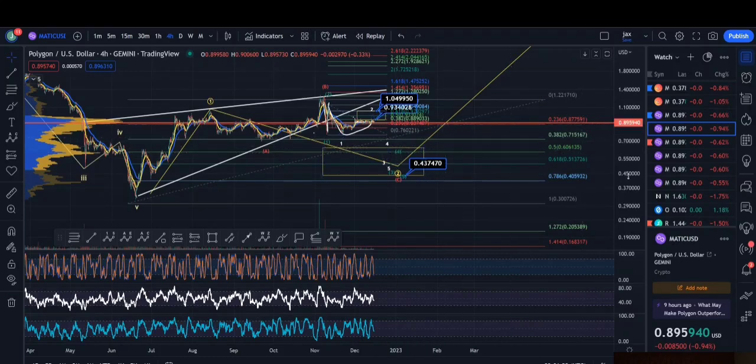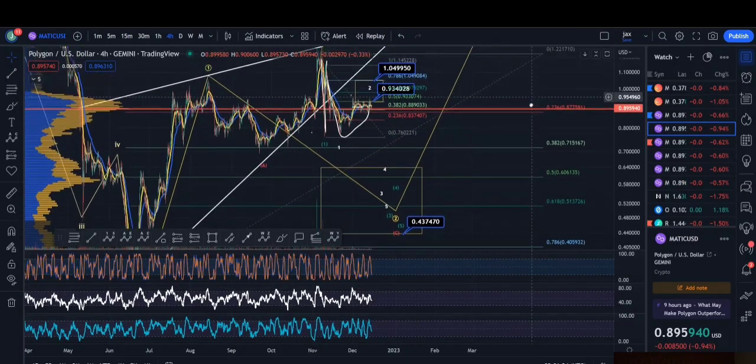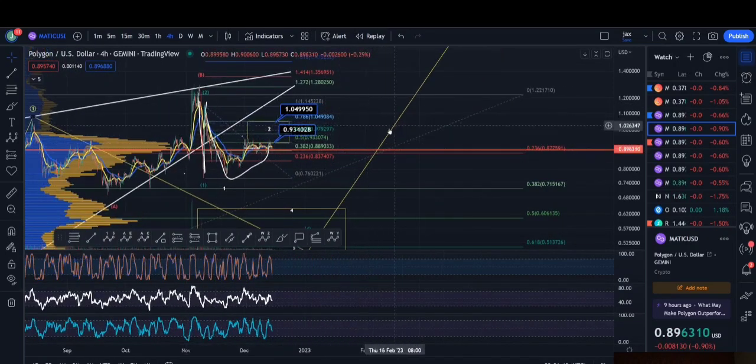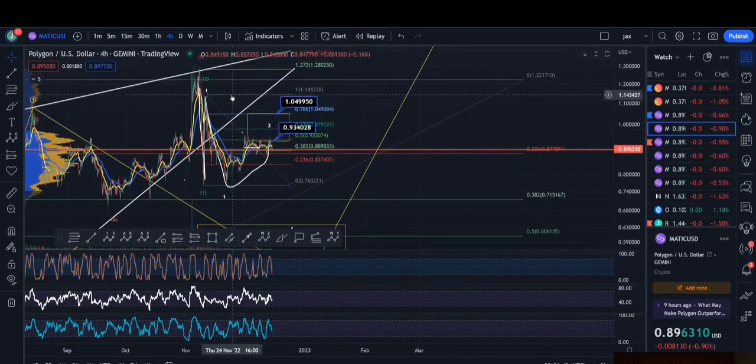And then we'd be looking for a rejection in between 93 cents and 1.04, with a maximum retracement of the start of the wave 1, which is all the way up here at about $1.15. So that's it for this one.